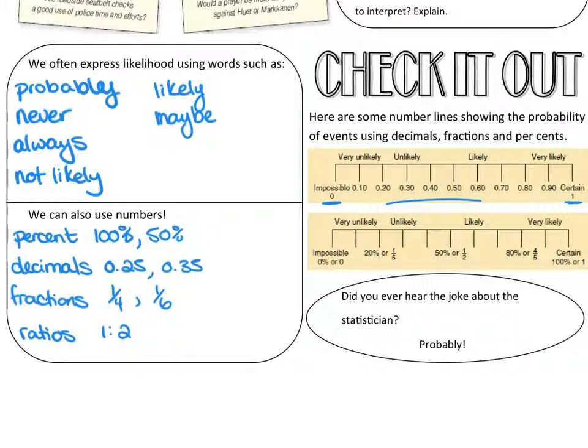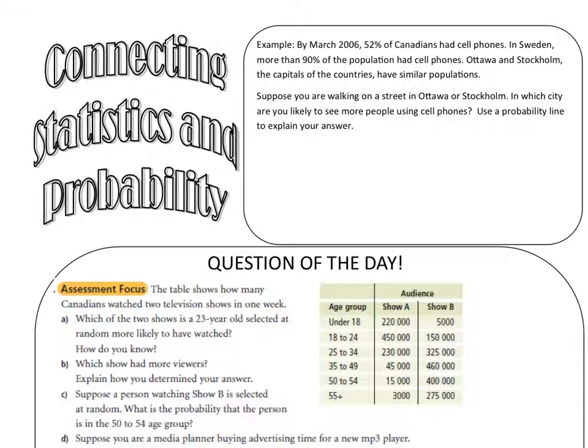For question B. So moving on to the next page, or the back of the page, depending on how you printed it. I've got 2 examples here. I'm going to go through them. First example: by March 2006, 52% of Canadians had cell phones. In Sweden, more than 90%. We can highlight these if we want. 52% Canadians, 90% Sweden.